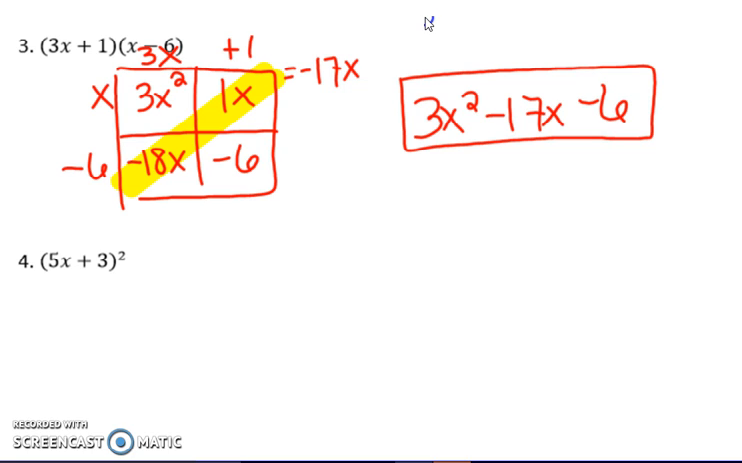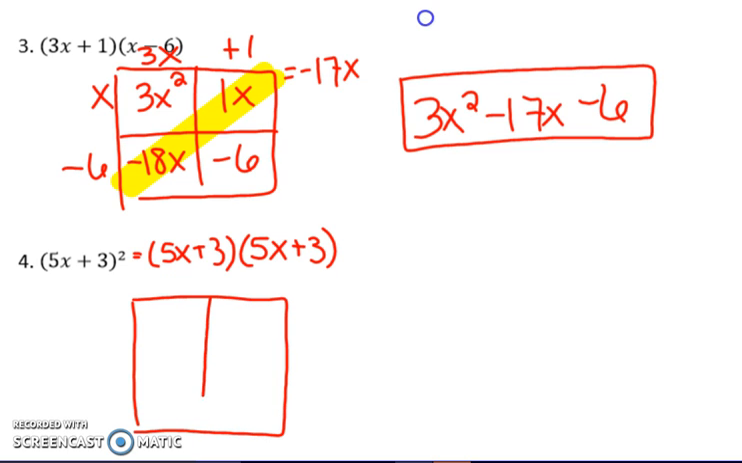The last one, again, we have squared, so I'm going to write it out twice. And please get in that habit of writing it out twice, because some of you are going to make the mistake of just distributing the 2, and we can't. We can only do that when it would be 5x squared or 3 squared. It cannot be when there's an addition sign or a subtraction sign in the parentheses. So now I'm going to make my box. I have 5x, positive 3, 5x, and positive 3.